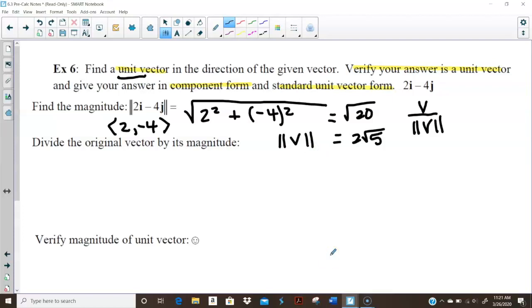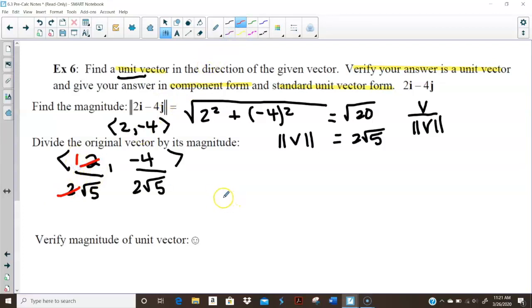Now what we're going to do is we're going to divide the original vector by its magnitude. So this is very simple. You just take the original vector, which is 2, -4, and you divide the horizontal component by 2√5, and you divide the vertical component by 2√5. All right, you're going to simplify that so you can see that the 2's are going to cancel here. That's going to give you 1/√5. That'll give you √5/5 when you rationalize.